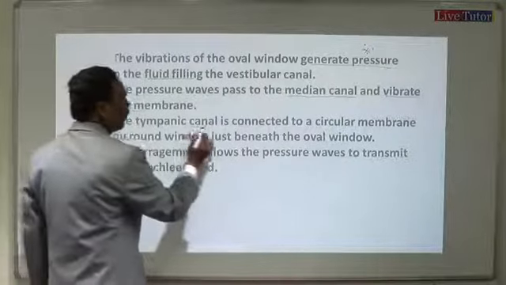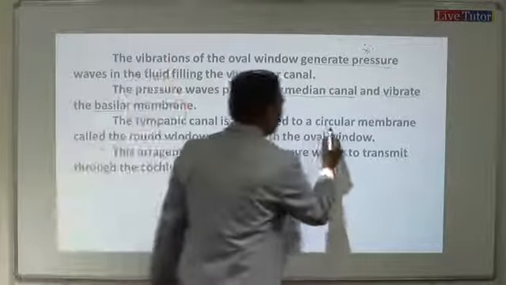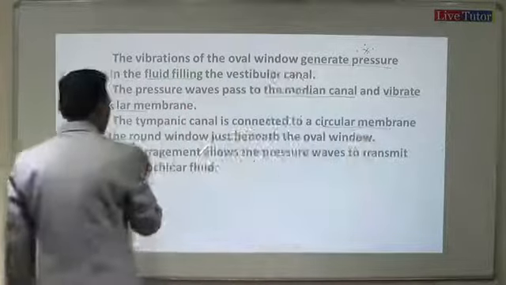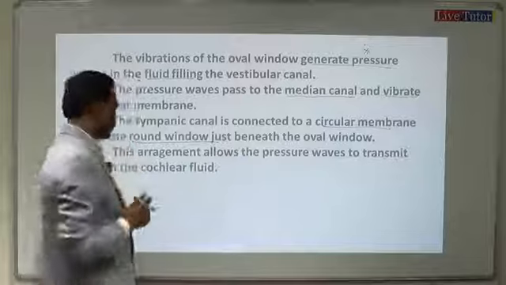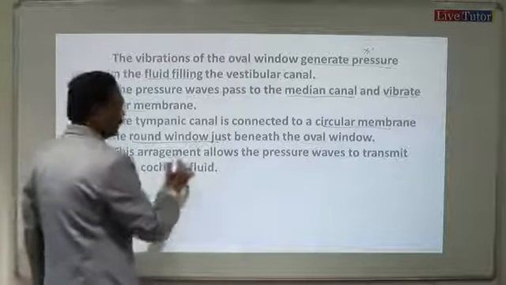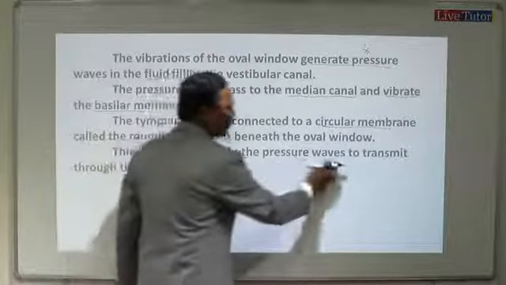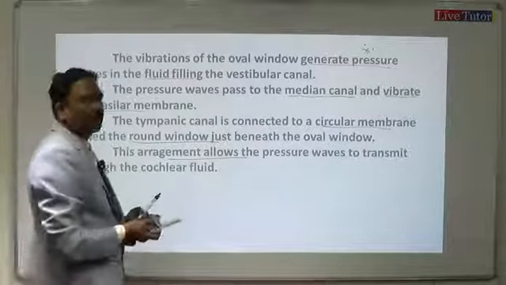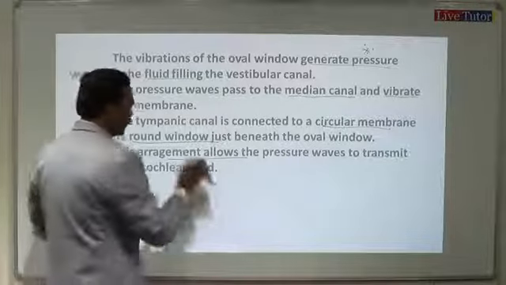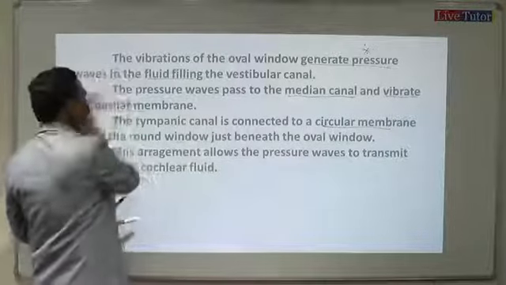The tympanic canal is connected to the circular membrane, called the round window. This arrangement is used for the continuous flow of the pressure waves. It allows the pressure waves to transmit through the cochlear fluid. Cochlear fluid means the perilymph of the scala vestibuli and the scala tympani.